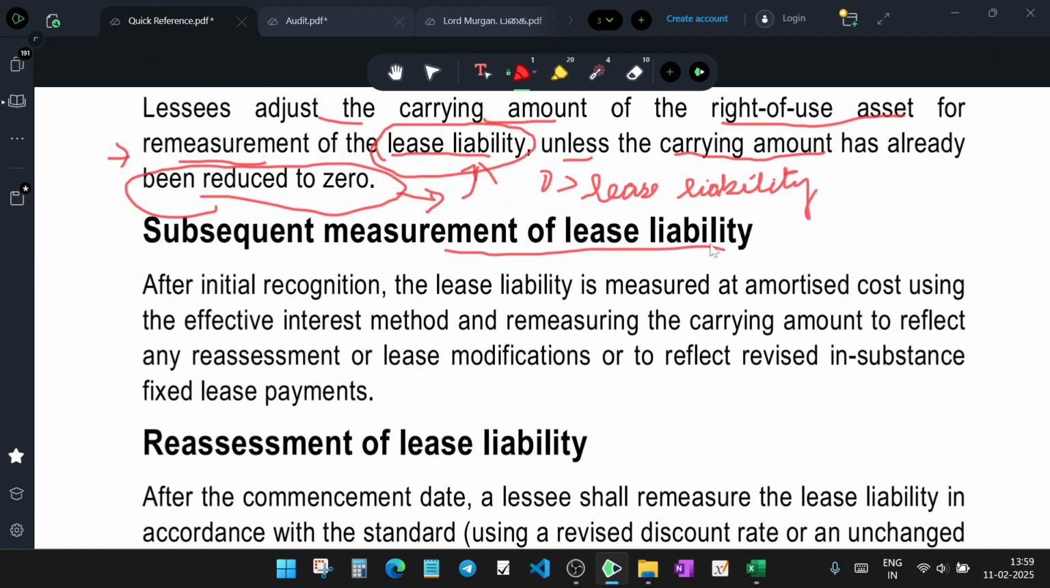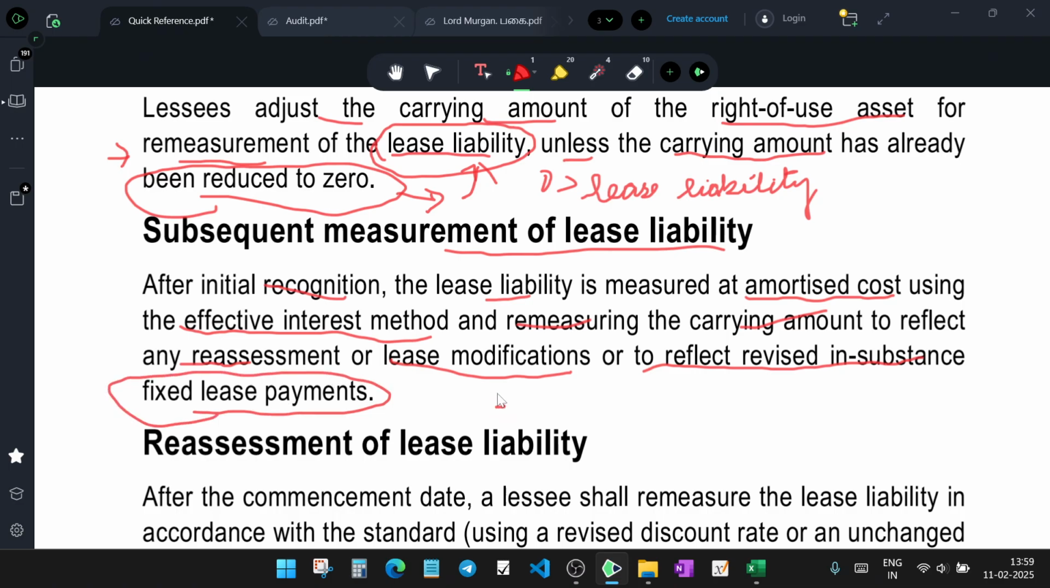Subsequent measurement of lease liability. What are you going to subsequently measure? Now, after taking the lease, after initial recognition, the lease liability is measured at amortized cost using the effective interest method, and the carrying amount is remeasured to reflect any reassessment or lease modification, or to reflect revised in-substance fixed lease payments.